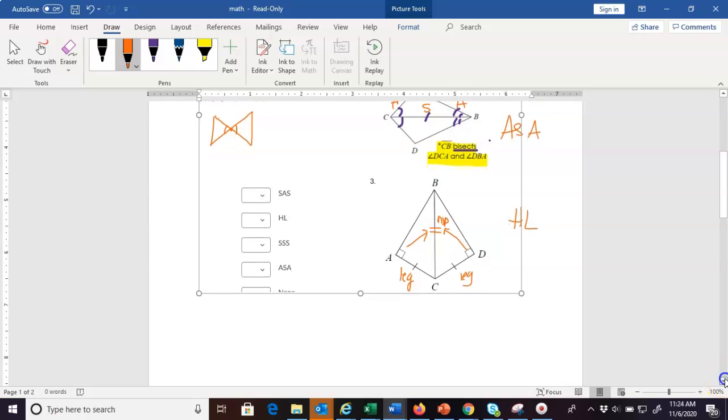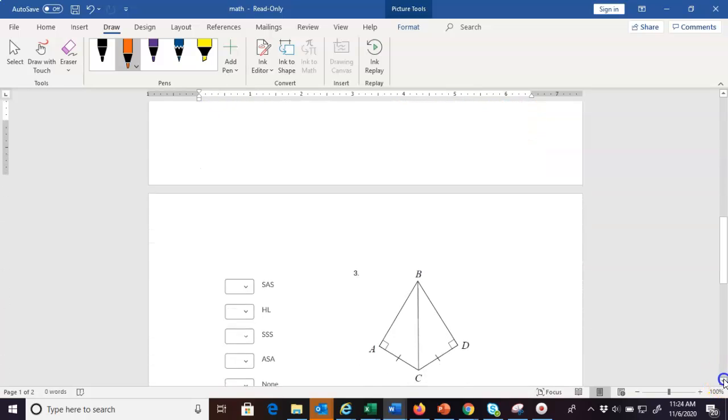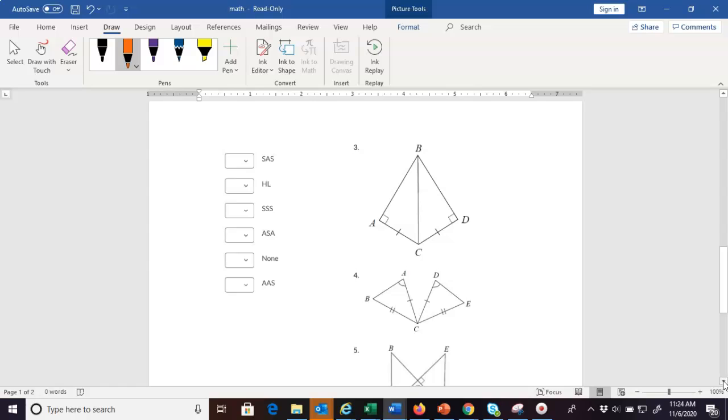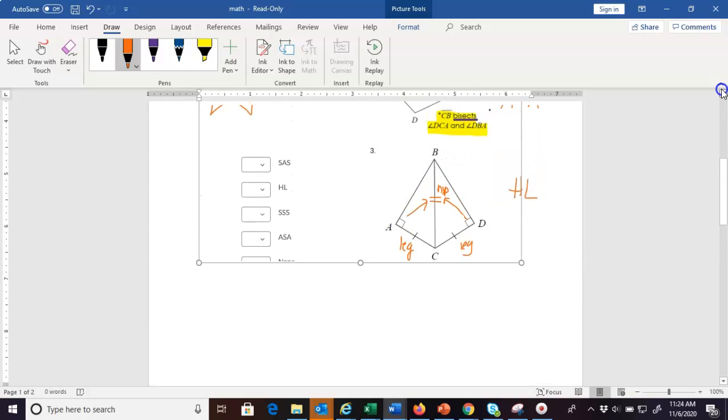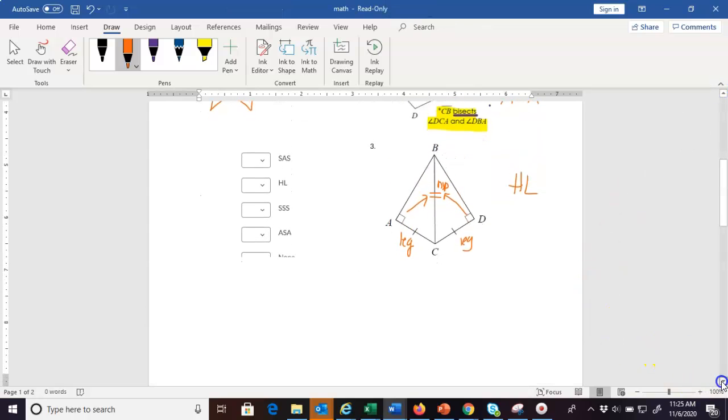All right, what's next? These are fun. Number 3. Did we already do number 3? Yeah, I think it's the same one up here, right? Yep. So let's do number 4.